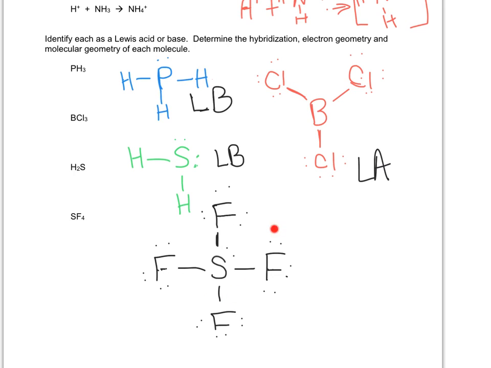And the last one here, we do have an electron pair that we can donate right there, so that would be a Lewis base as well. For the areas of electrons, we have 1, 2, 3, 4, 5. So that would be an sp3d, which they would not ask you about on the AP exam. Anything above sp3 you wouldn't be asked about. For the electron geometry, with 5 areas, it would be trigonal bipyramidal. And for the molecular geometry, that would look like a seesaw.